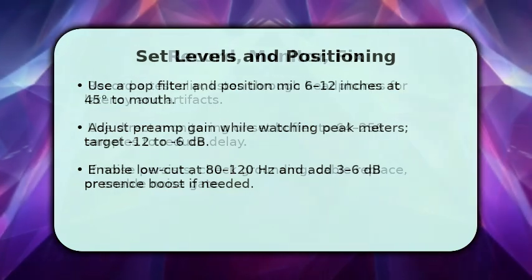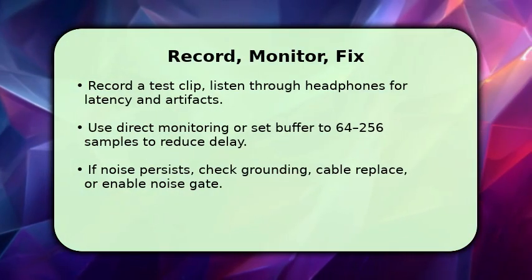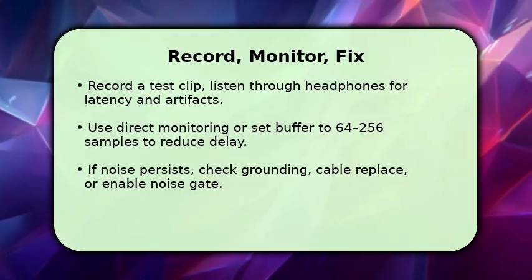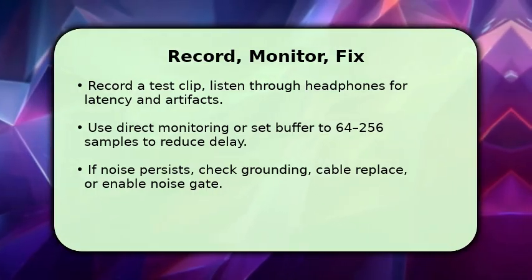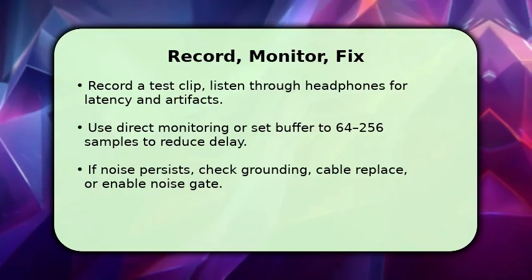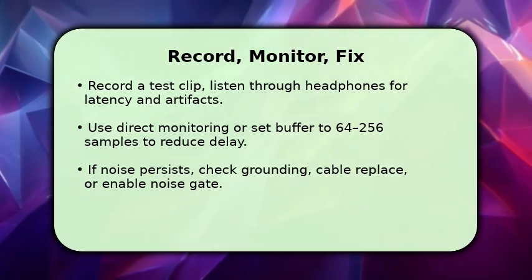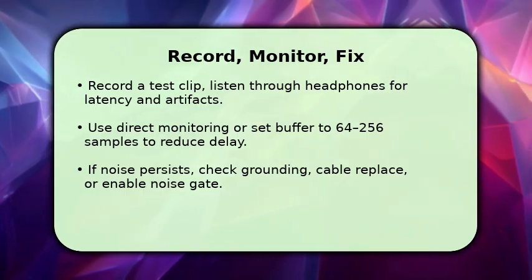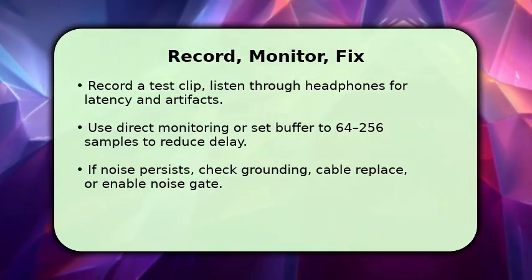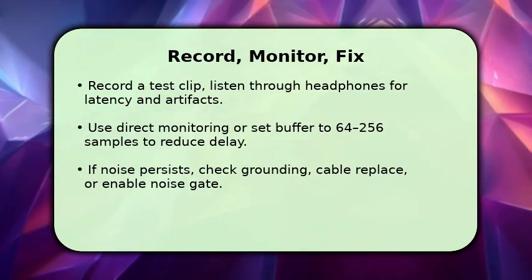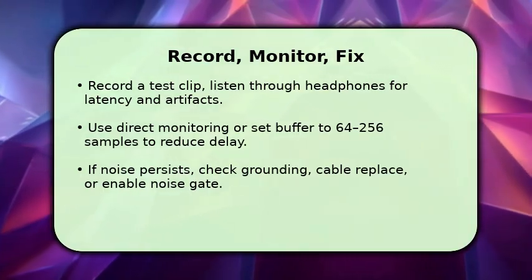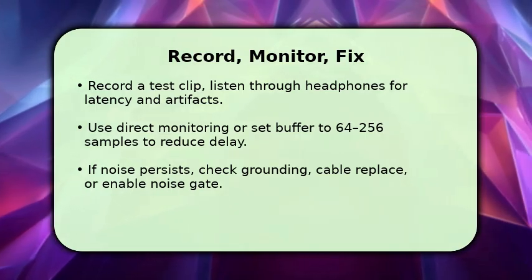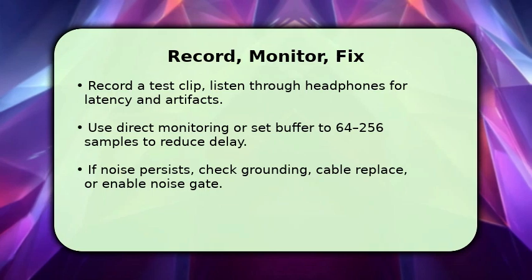You finish by validating recordings and preparing for common issues. Record a short test clip and listen carefully through closed-back headphones for latency, hum, clicks, or room reflections. If you hear delay, enable direct monitoring on your interface or lower the buffer to 64 to 256 samples. Should persistent noise remain, troubleshoot. Check cable and connector integrity, try a different USB port or ground, and consider a gentle noise gate or spectral repair during editing to remove residual hiss or hum.